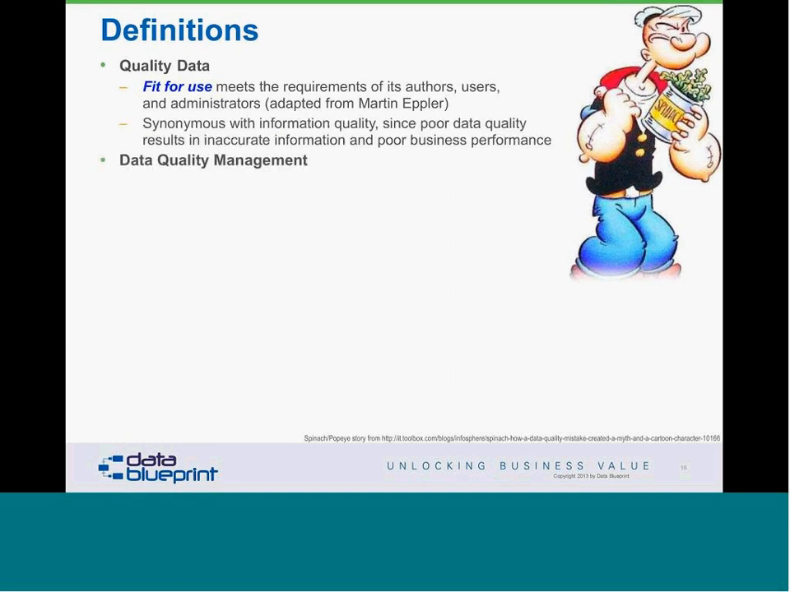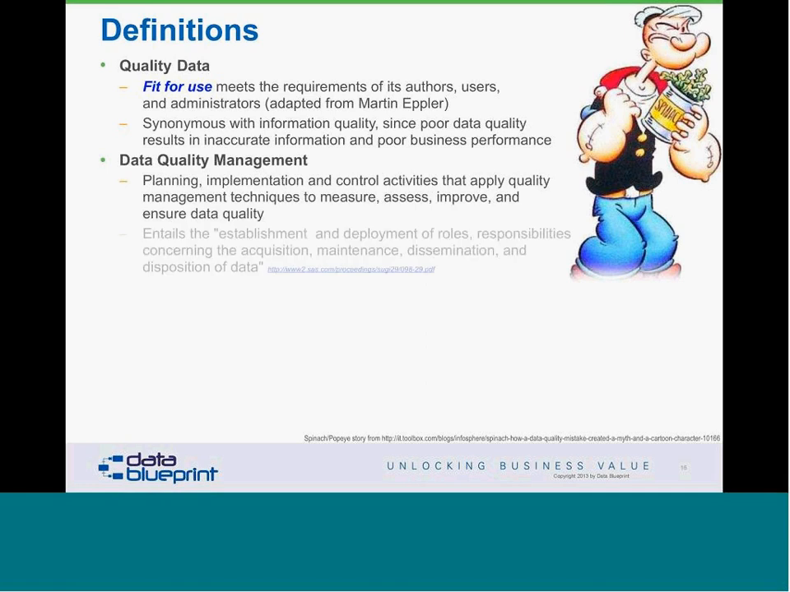And unfortunately, we have to understand that data quality is synonymous with information quality because of the slide that I showed you before and the very key interrelationship between data and quality. They are synonymous. If we have poor data quality, we will have inaccurate information and, more importantly, poor business performance. Let's talk about data quality management here, and you can see the definitions that we've got up, which are planning, implementation, and control activities. Great, that's good.